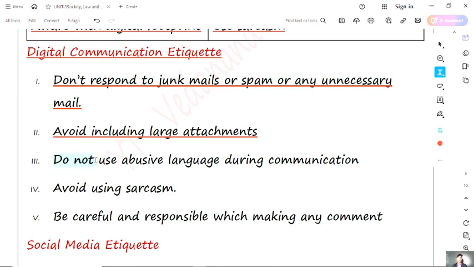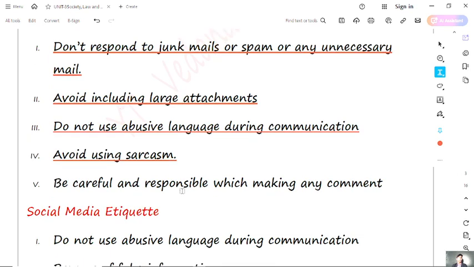This is not good. Now, do not use abusive language while communicating. On the communication side, we should not use abusive language. We should not use unparliamentary language. Now the next is avoid using sarcasm. We should not use sarcasm.